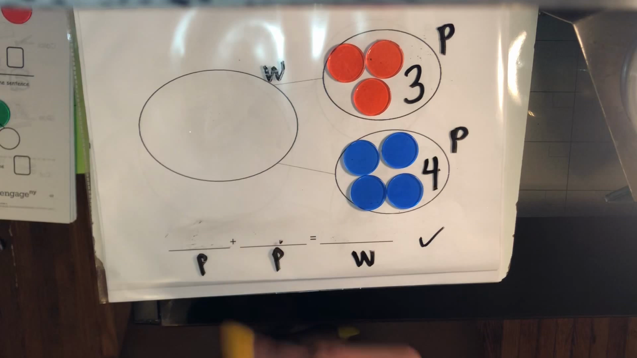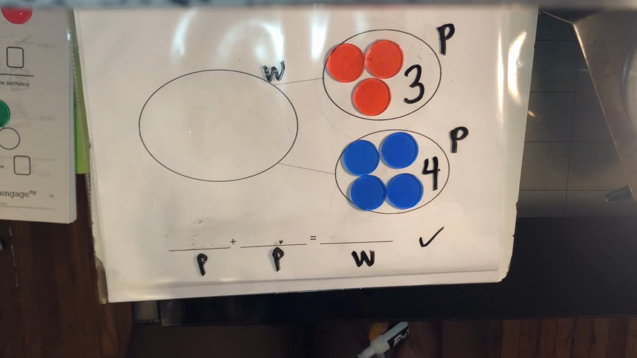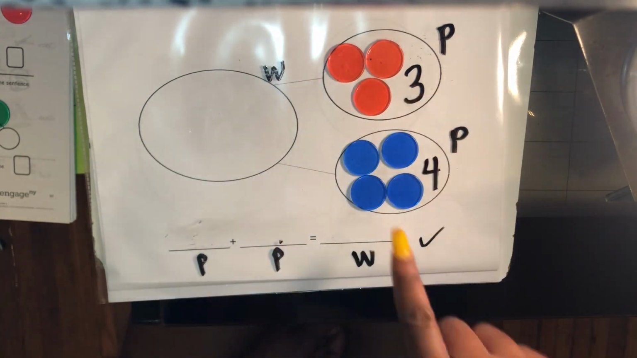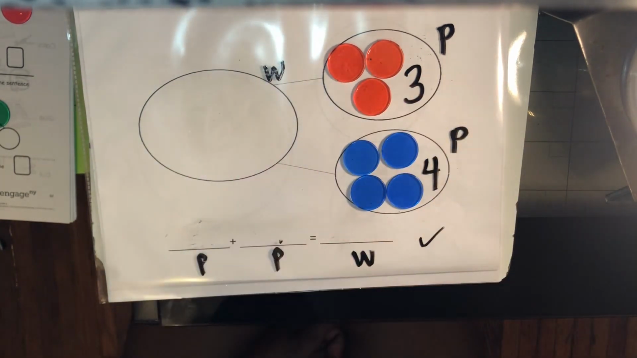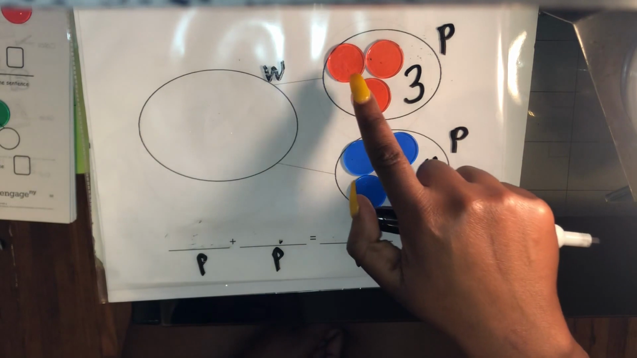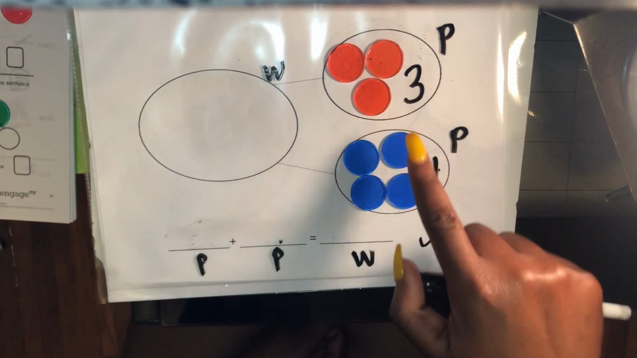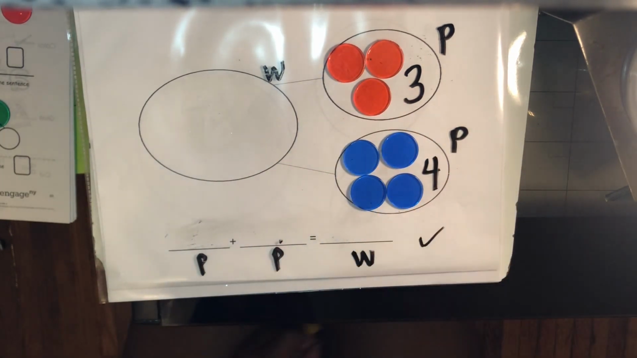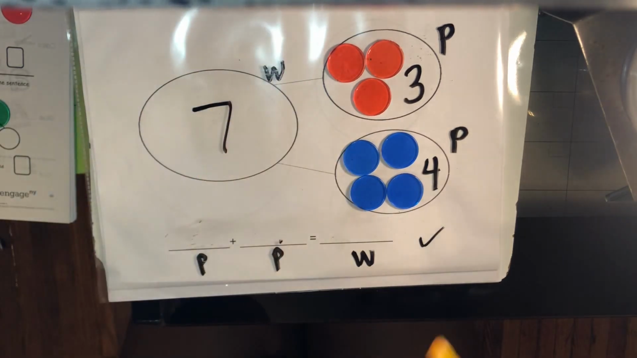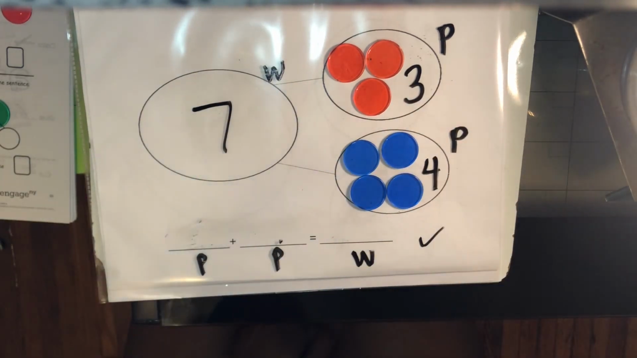Do you know how I could find my whole? Go ahead, tell me. Yep, if I count all the pieces in my 2 parts, I will be able to find the number to put in my whole. Let's count together. 1, 2, 3, 4, 5, 6, 7. 7 is my whole because 3 plus 4 equals 7.